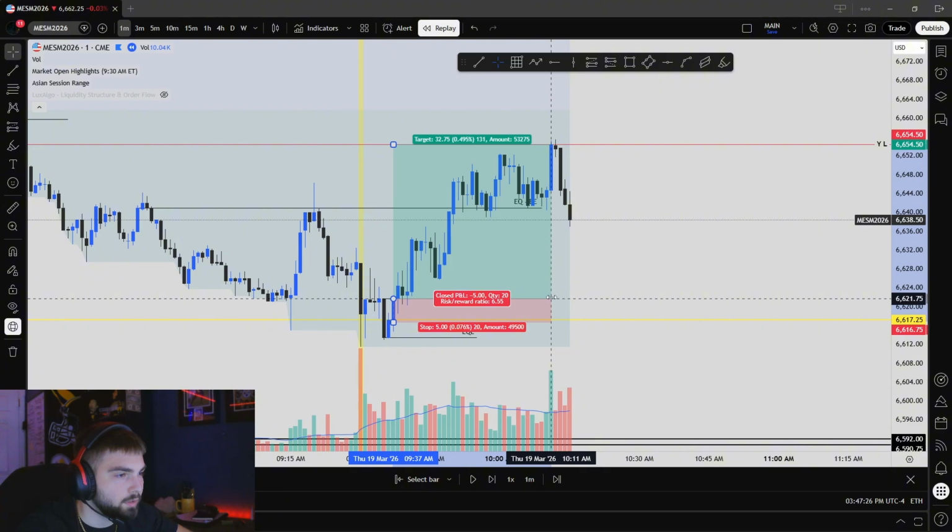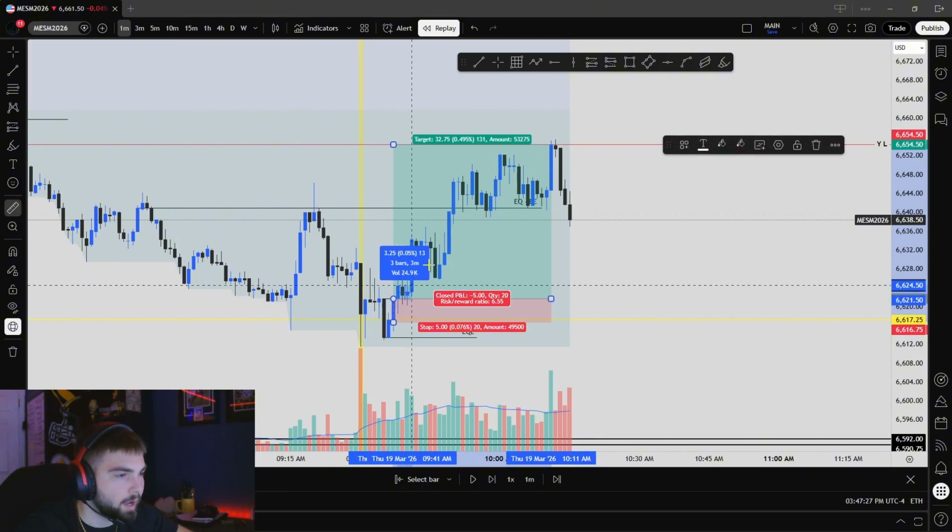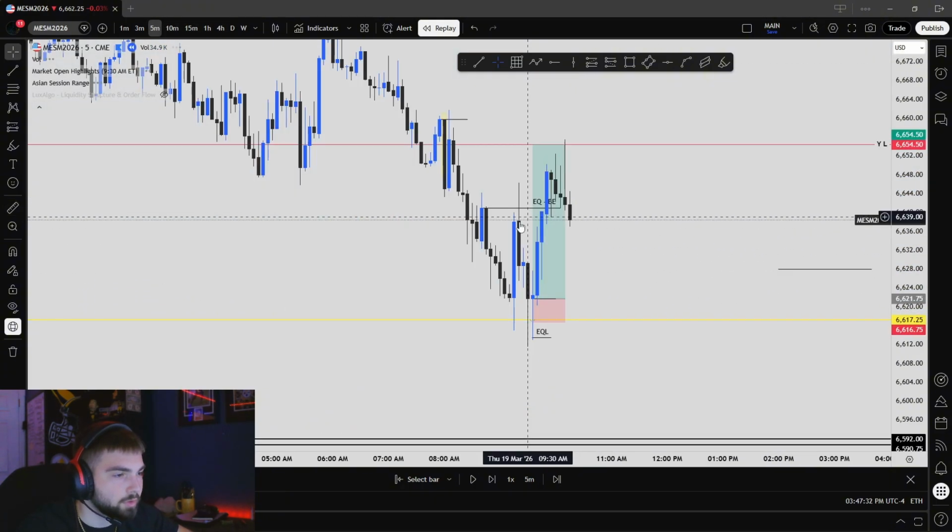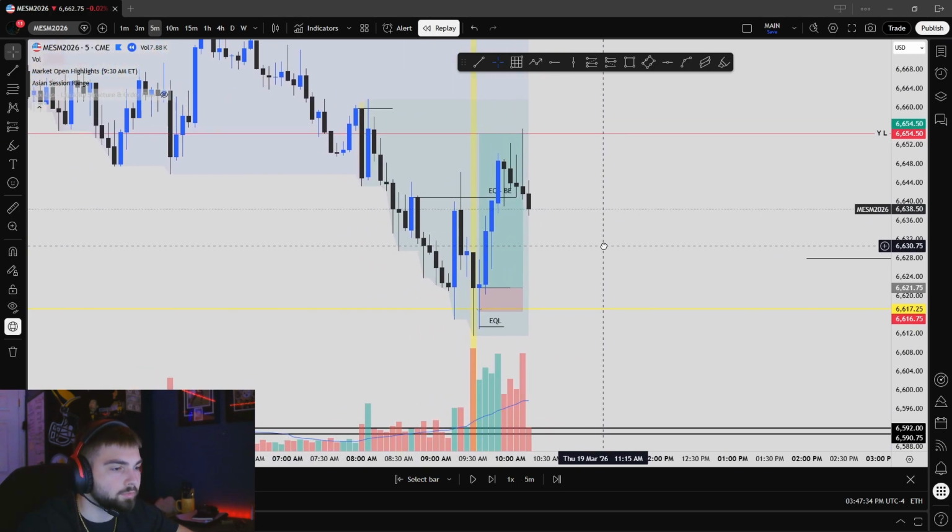Closing at TP. We were in this trade for about 33 minutes, so this was a longer trade for me. But like I said, guys, if you were in the live stream, this was all pointed out. It was a bigger move, a big reversal, but we had it basically perfect.